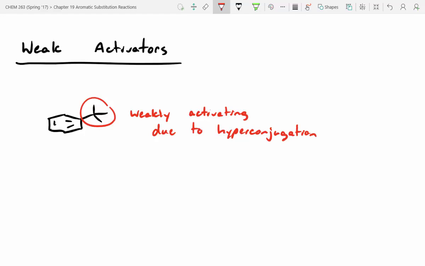All right, so tomorrow when we come in, we're going to change gears and talk about deactivators, and then talk a little bit more about the regiochemistry determination when you've got both activators and deactivators on your aromatic ring.